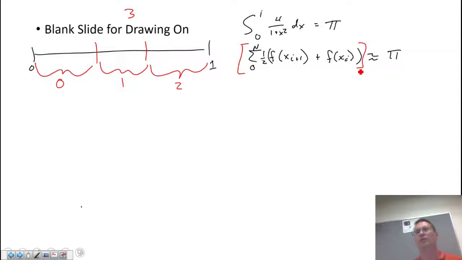Don't you need to be dividing by like an area? Yeah, there should be a dx on here, you're right. It should be a delta x. Or yeah, multiply. Yeah, there should be a delta x there.